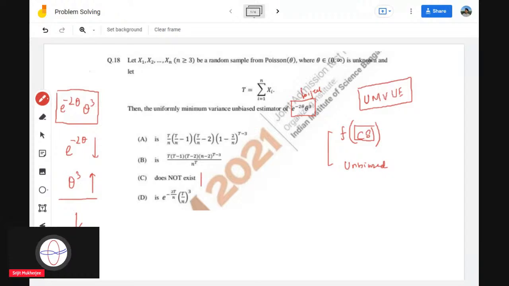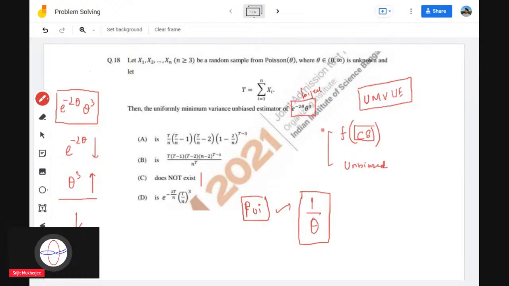For a Poisson distribution, we cannot estimate 1 by theta. Let's understand this. For a Poisson distribution, we cannot estimate 1 by theta. Why? Is it the right way of saying that? I mean, we cannot unbiasedly estimate 1 by theta.